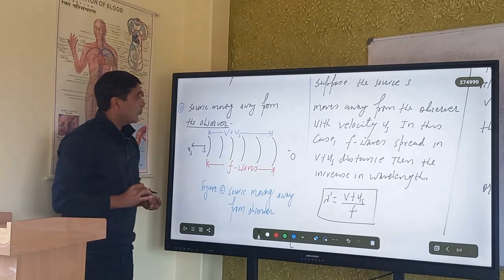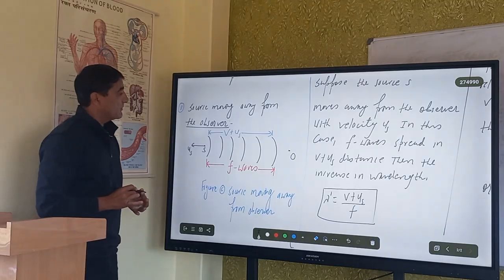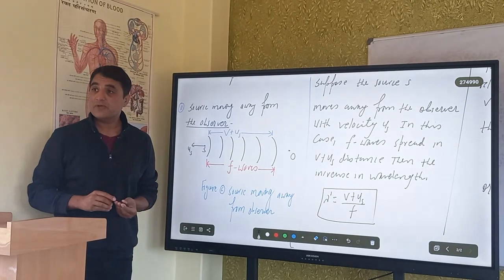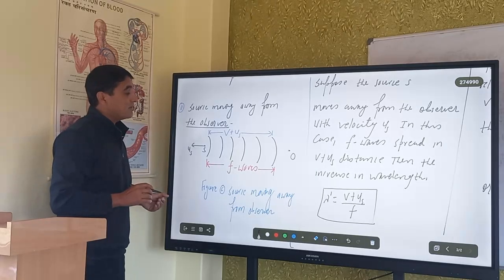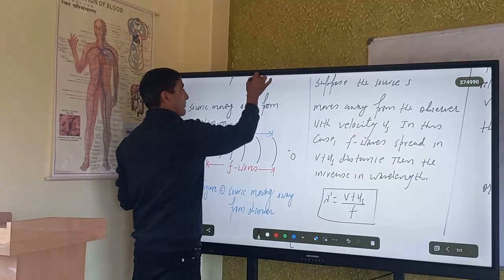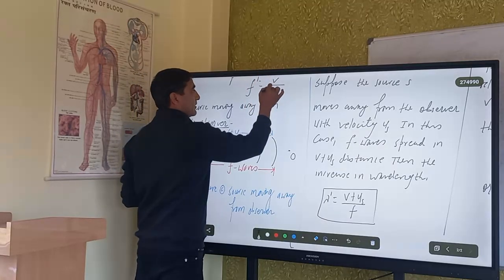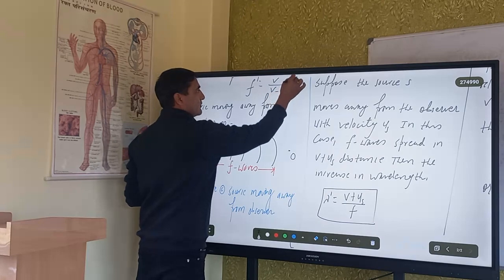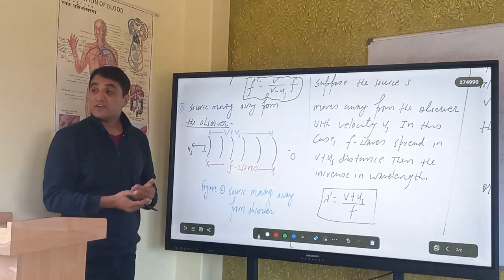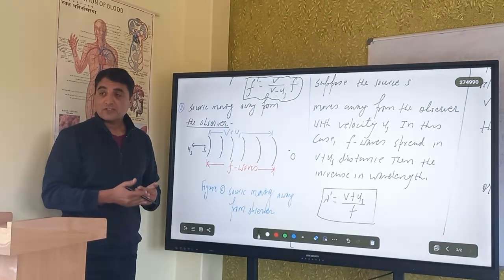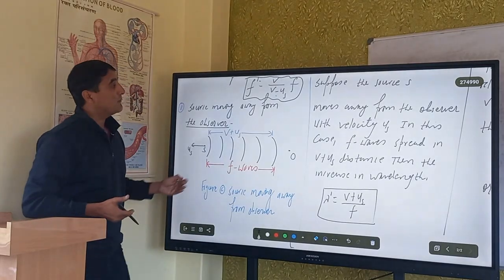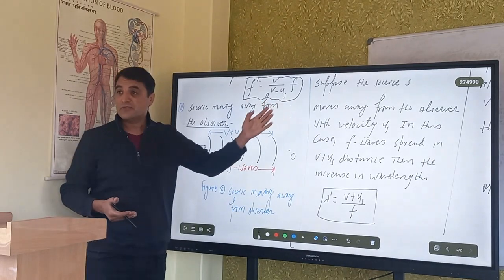Today we will study the case of source moving away from the observer. Yesterday we studied source moving towards the observer. That time we found that when the source moves towards the observer, f prime equals v upon v minus us into f. While source moving towards the observer, there is v minus us. Just speculation, you can guess it. Today our result may come v plus us.